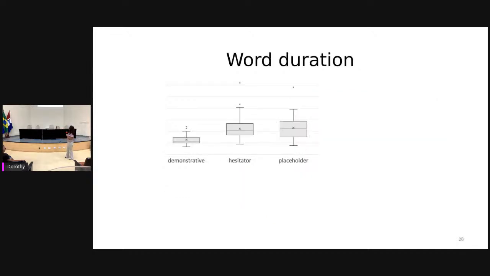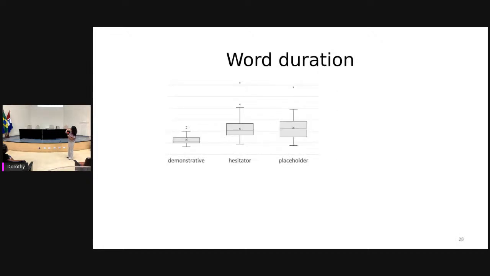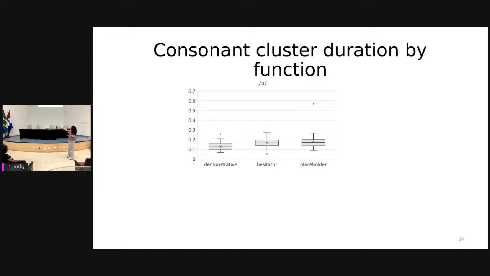Okay? So this is data on vowel duration. As you can see, the first shows that the demonstrative is relatively shorter. So here, what I want you to notice is that the hesitator and the placeholder are pretty much the same in terms of overall length, right? The demonstrative is short. So this is the first hint that in fact they are phonetically different.